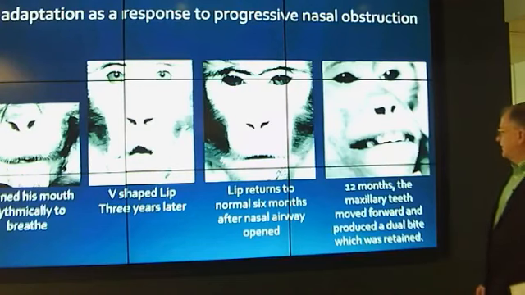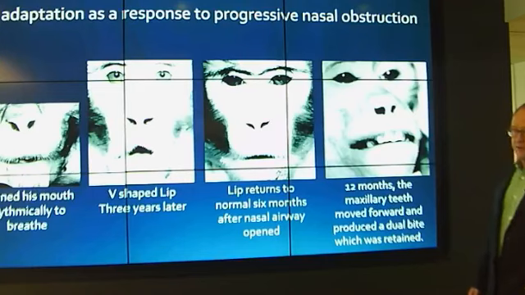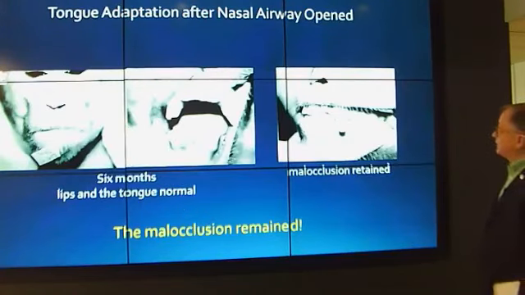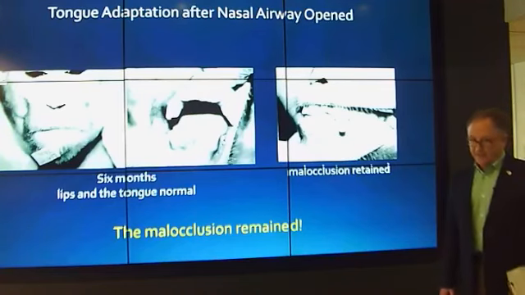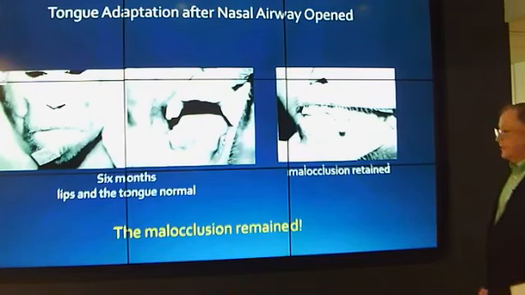Right next to his picture, this is 6 months after the plugs were removed. Now the lip has regained its normal length. Pretty amazing, huh? Now, on the far side here, I hope you can see that, you see a monkey whose teeth moved forward, so his lip got in between everything, and it produced a dual bite. Which brings me to the next point. The tooth adaptation remained after the nasal airway was open. Six months after the plugs were removed, the lips and tongue were normal. The malocclusion was retained.